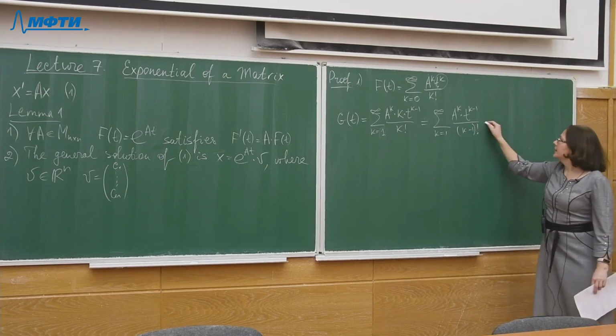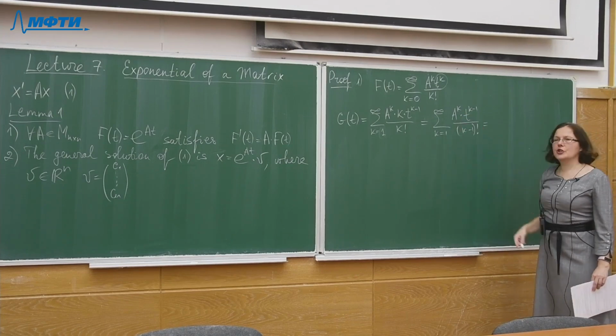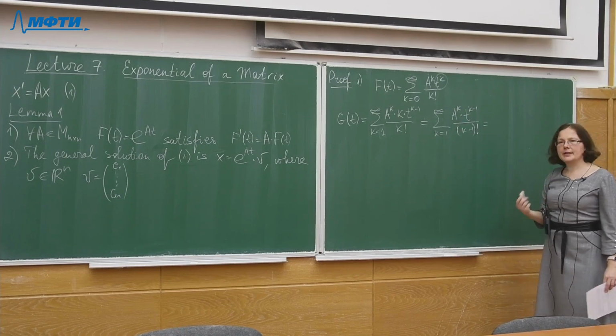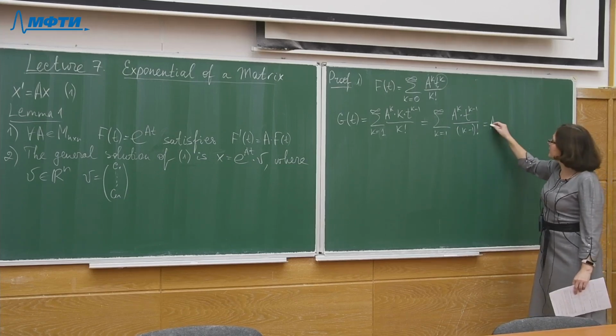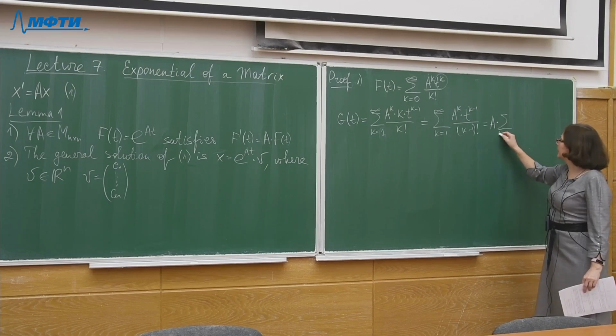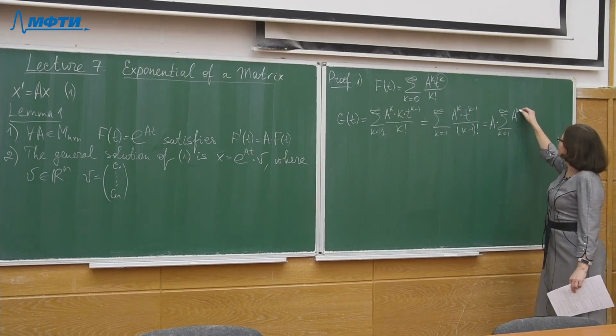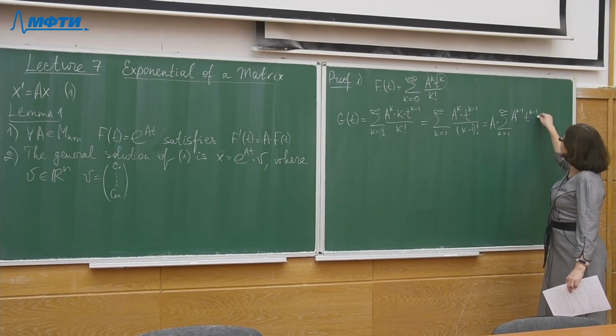Well, next we can represent this: each term is multiplied by the matrix A, and so we can rewrite it as this product: A multiplied by this series, A to the power k minus 1 times t to the power k minus 1 over (k minus 1) factorial.